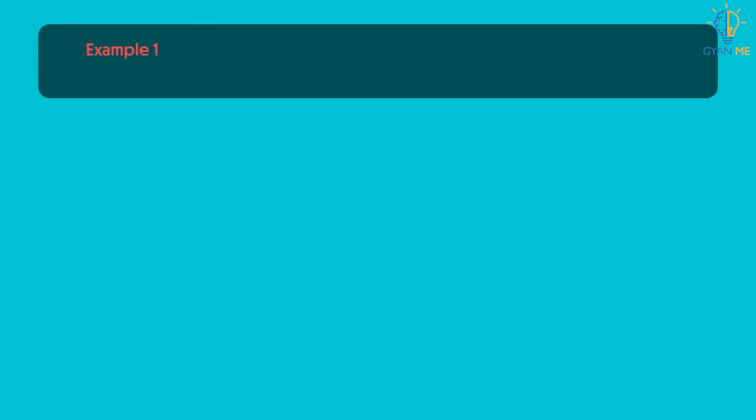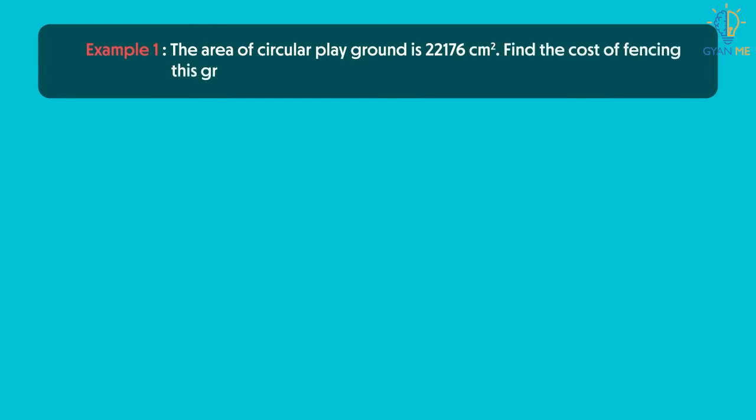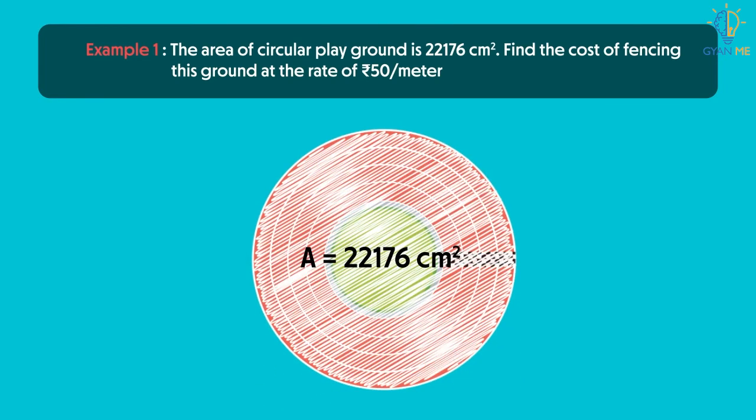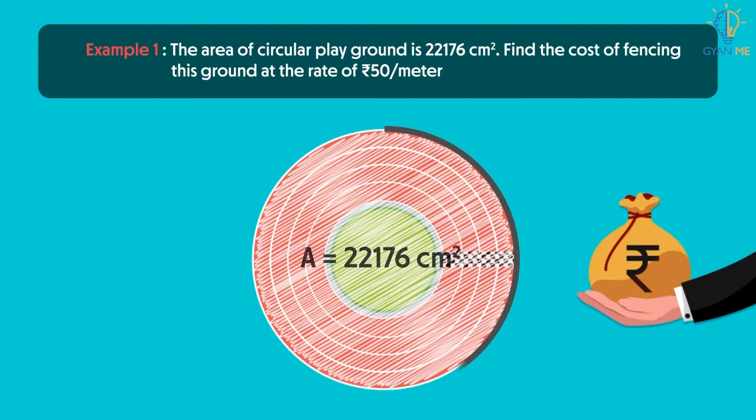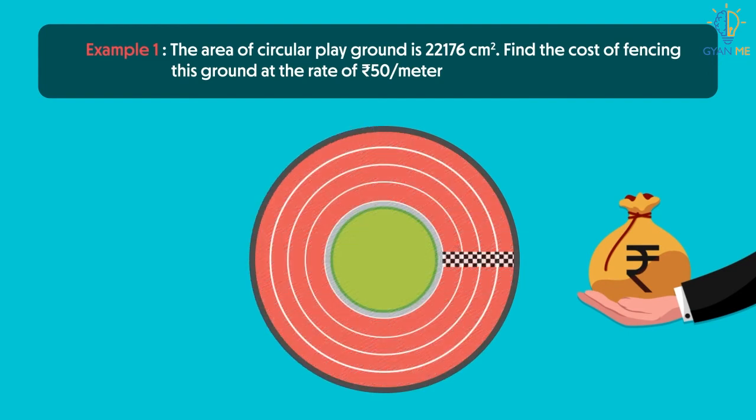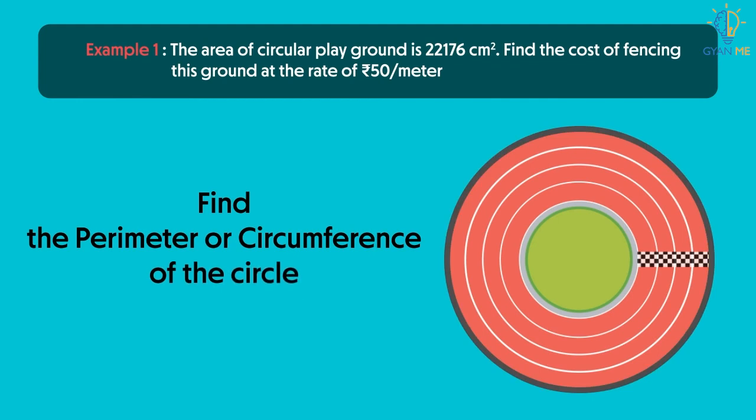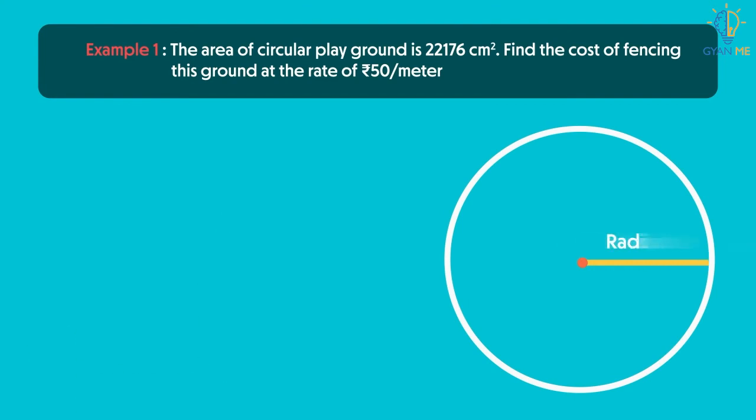Example 1. The area of circular playground is 22176 cm square. Find the cost of fencing this ground at the rate of 50 rupees per meter. Here, we are given area of playground and we have been asked to find cost of fencing of this ground. So basically, we are asked to find the perimeter or circumference of this circular playground. So first, let us find radius of circle from given data. That is area of circle, which is 22176 cm square.